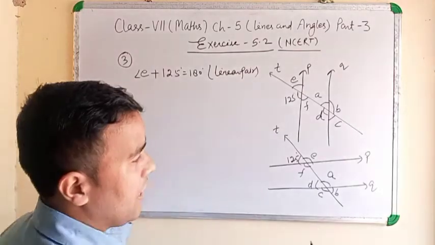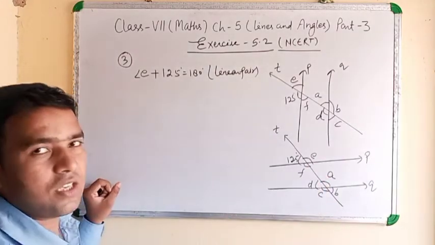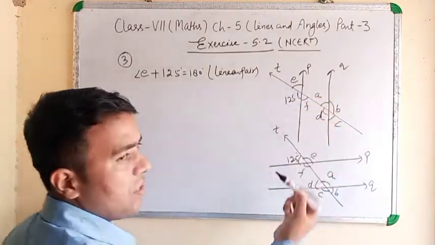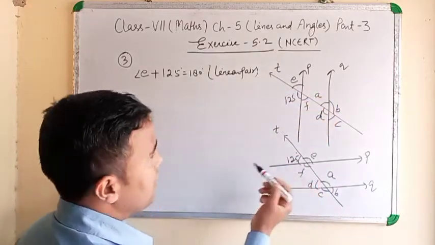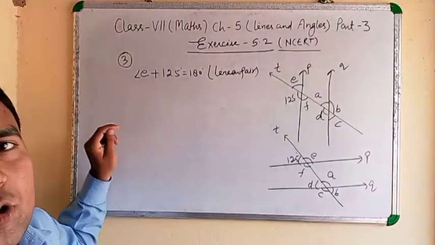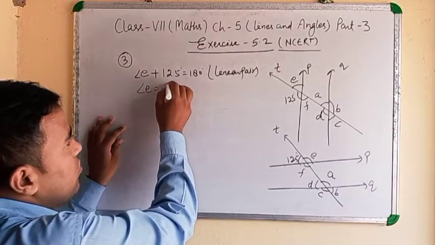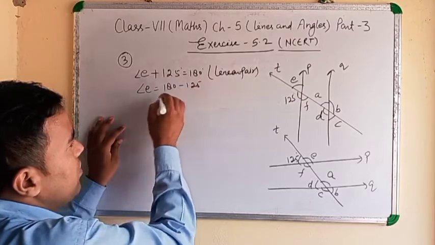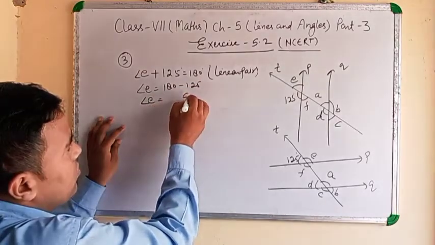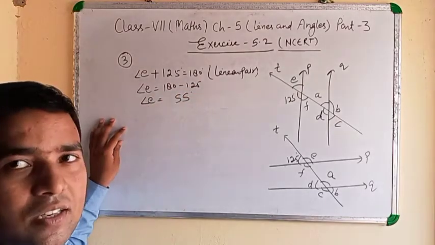You know that angle E plus F. If you can't imagine in this figure, you can imagine here angle E plus 125 equal to 180 degree. Then angle E equal to 180 minus 125. Then angle E equal to 55 degree.